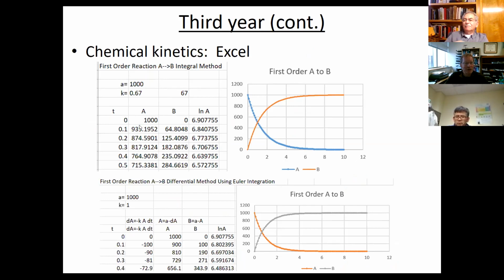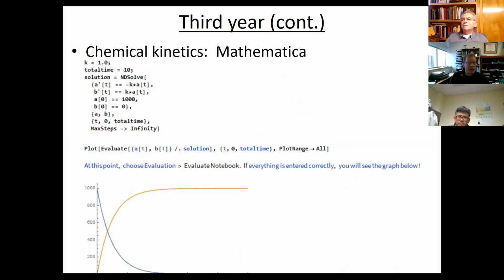So we show them how to use Excel to look at simple first order reactions, both integral methods and differential methods. And we talk a little bit about advantages and disadvantages of those methods. They can also do this in Mathematica. So again, they learn a little coding in Mathematica.